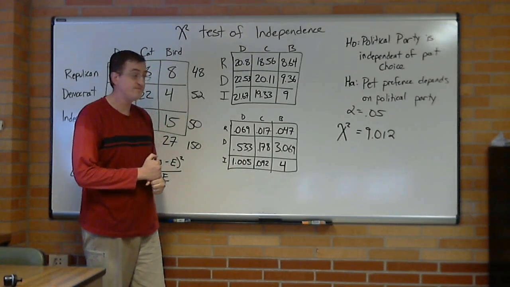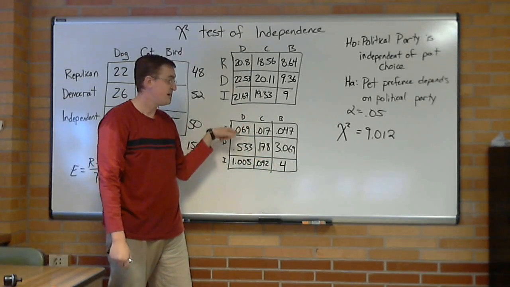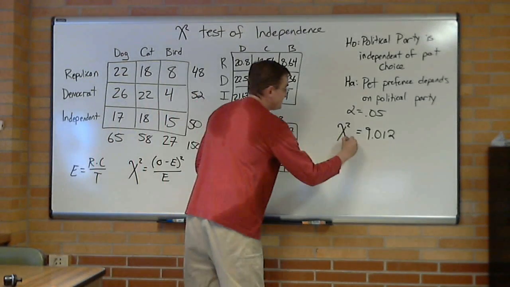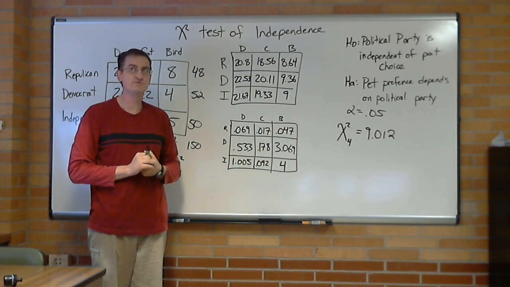What's our degrees of freedom? If I took out a row and took out a column, how many blocks are left? I'd have these 4 blocks. So my degrees of freedom is 4. That's rows minus 1, which is 2, times columns minus 1, which is also 2.